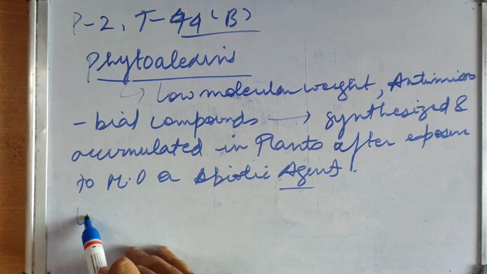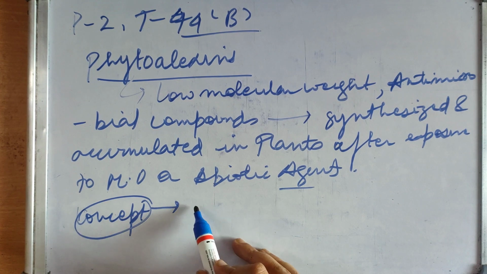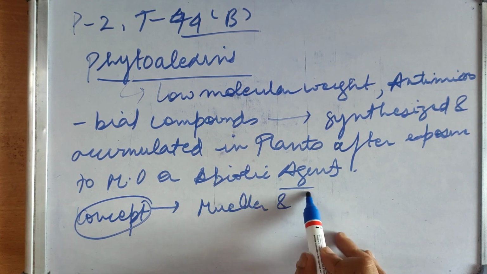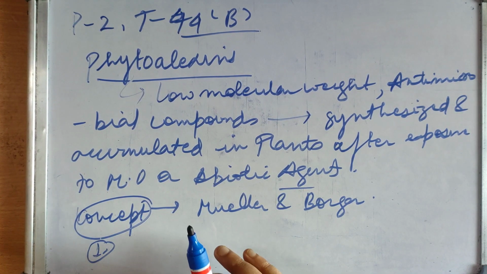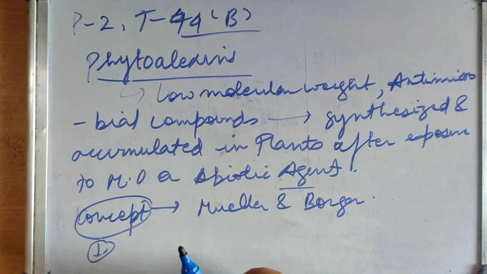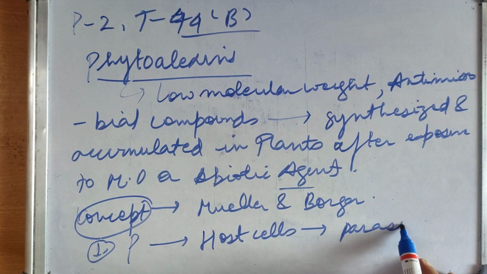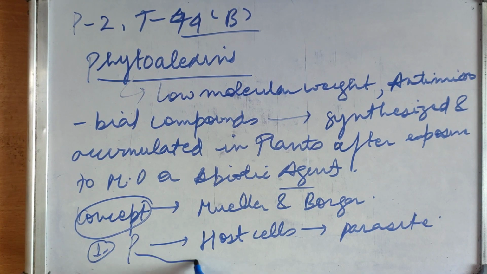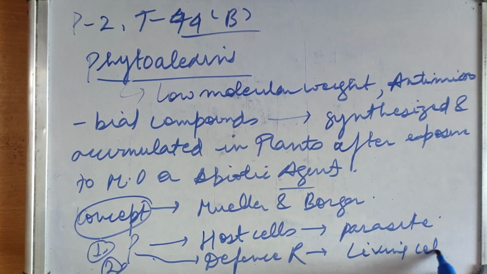Now the concept of phytoalexins was given by Muller and Borger. Number 1, phytoalexin is formed only when the host cells come into contact with a parasite, and this is a kind of defense reaction. Number 2, the defense reaction occurs only in living cells.